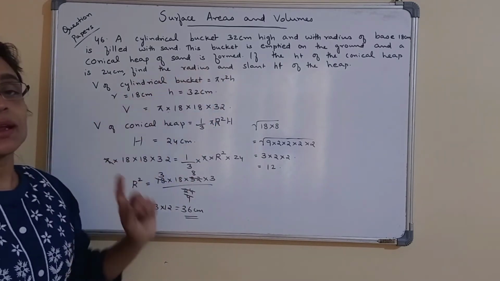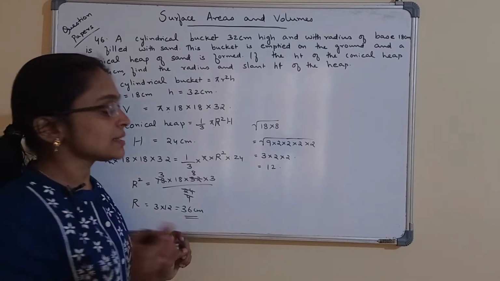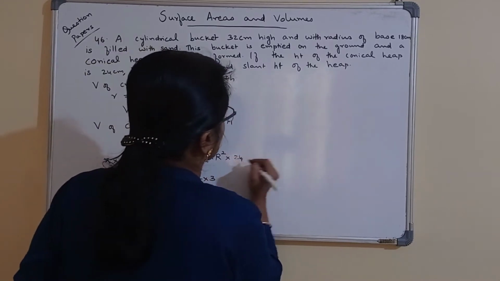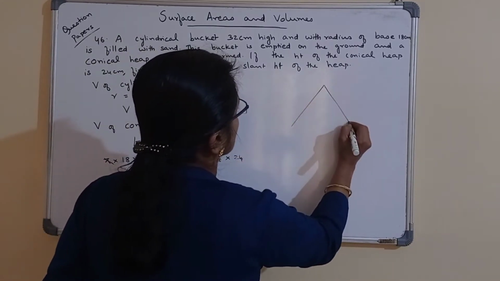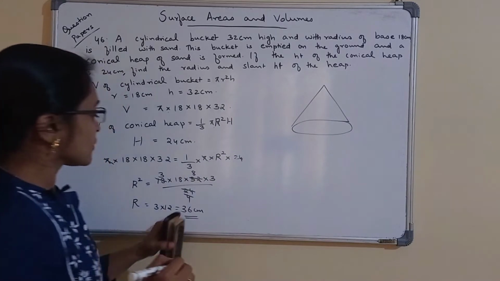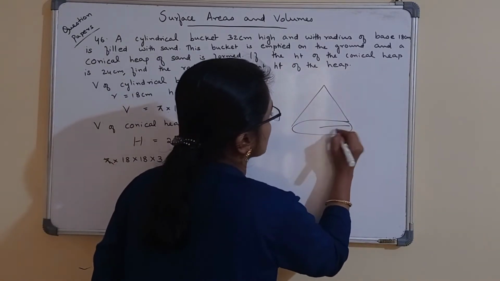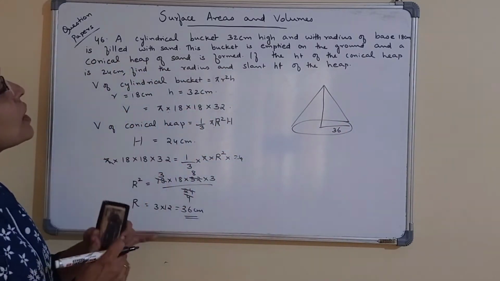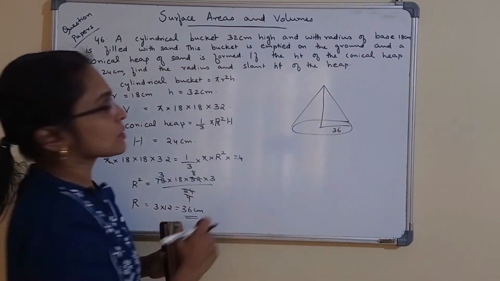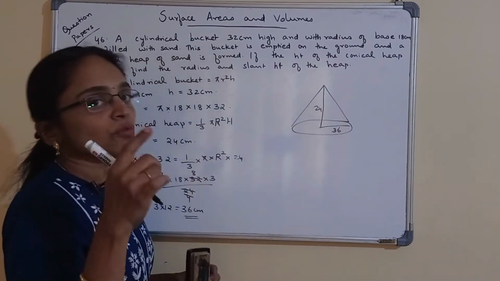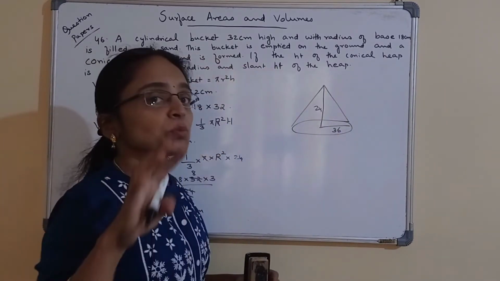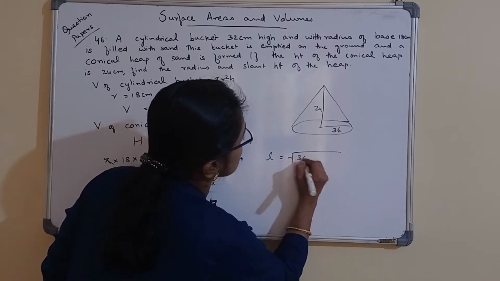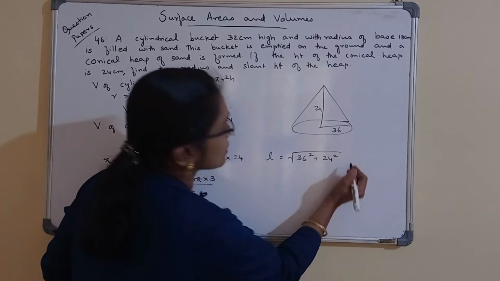So, we have found the radius. Now, we have to find the slant height. So, what is slant height of a cone? We can draw the cone. And radius of the cone is 36 centimeter. This is 36. And height of the cone is 24 centimeters. So this is 24. Now finding L is easy. That is hypotenuse. L is the hypotenuse. L equal to root of 36 square plus 24 square.